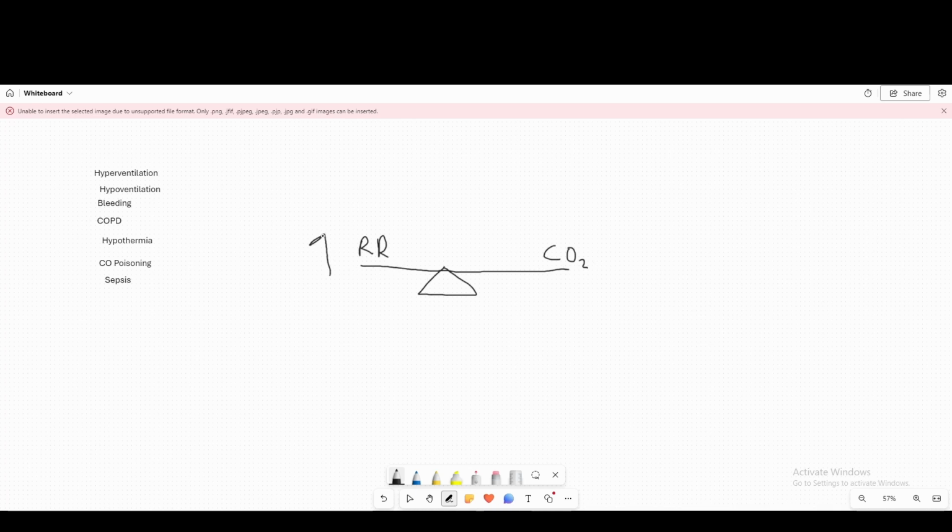So say respiratory rate increases in hyperventilation, your CO2 is going to decrease because you're exhaling all of that carbon dioxide, right? It's leaving your body. And what do we know about the relationship between CO2 and pH? So when you have a lower CO2, this is going to be like an end-tidal of less than 25, you're going to be in a state of alkalosis.